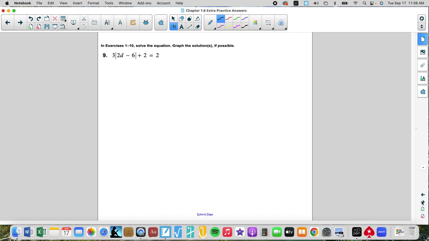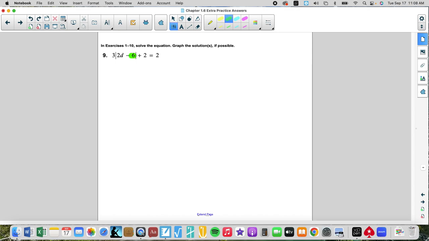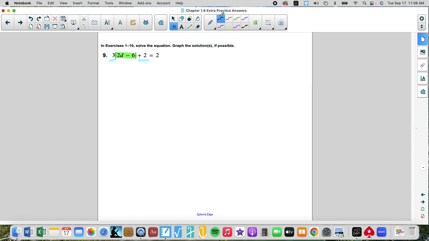All right, so we have this absolute value right here, and 2 things are happening to it. 2 is being added to it, and 3 is being multiplied to it. I'm going to get rid of the things being added and subtracted first.